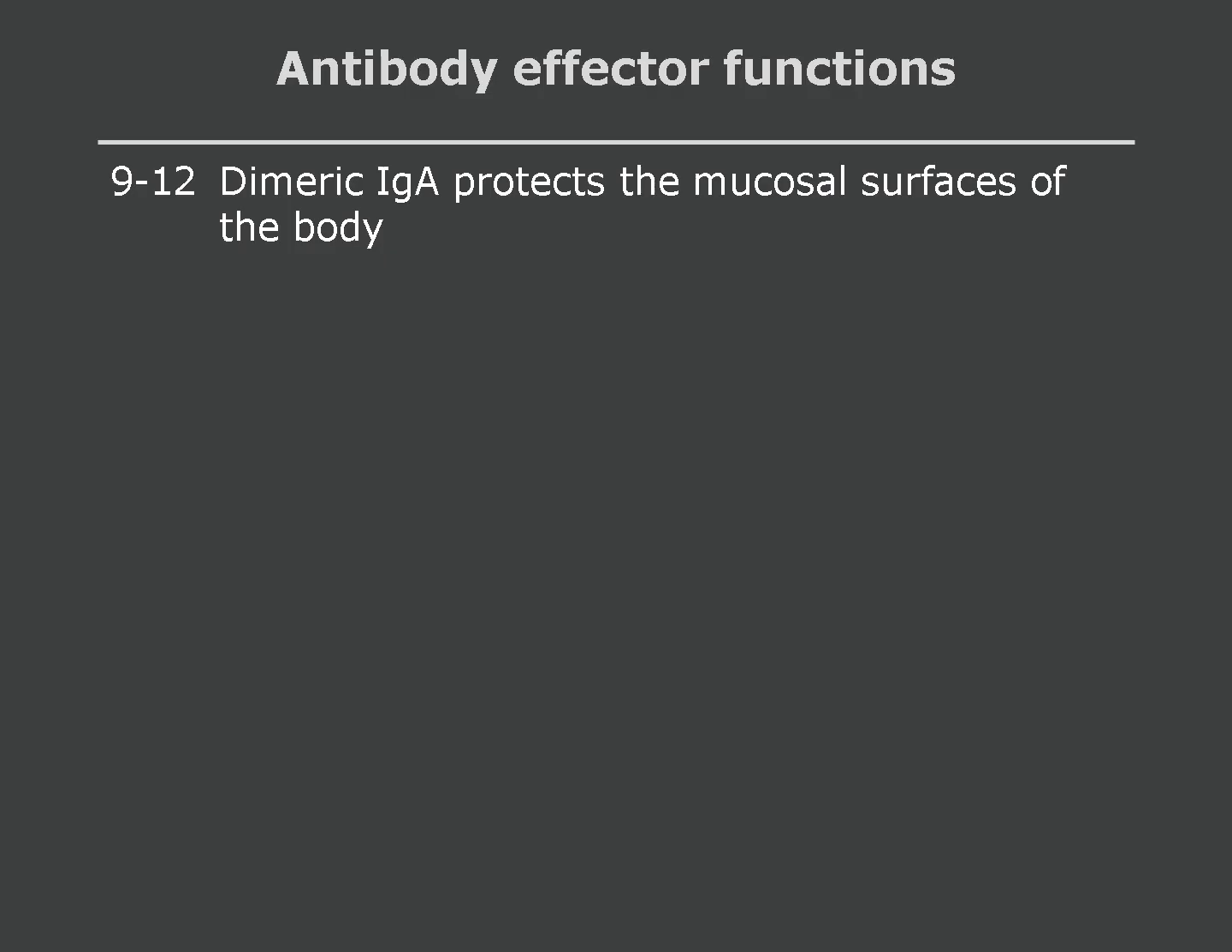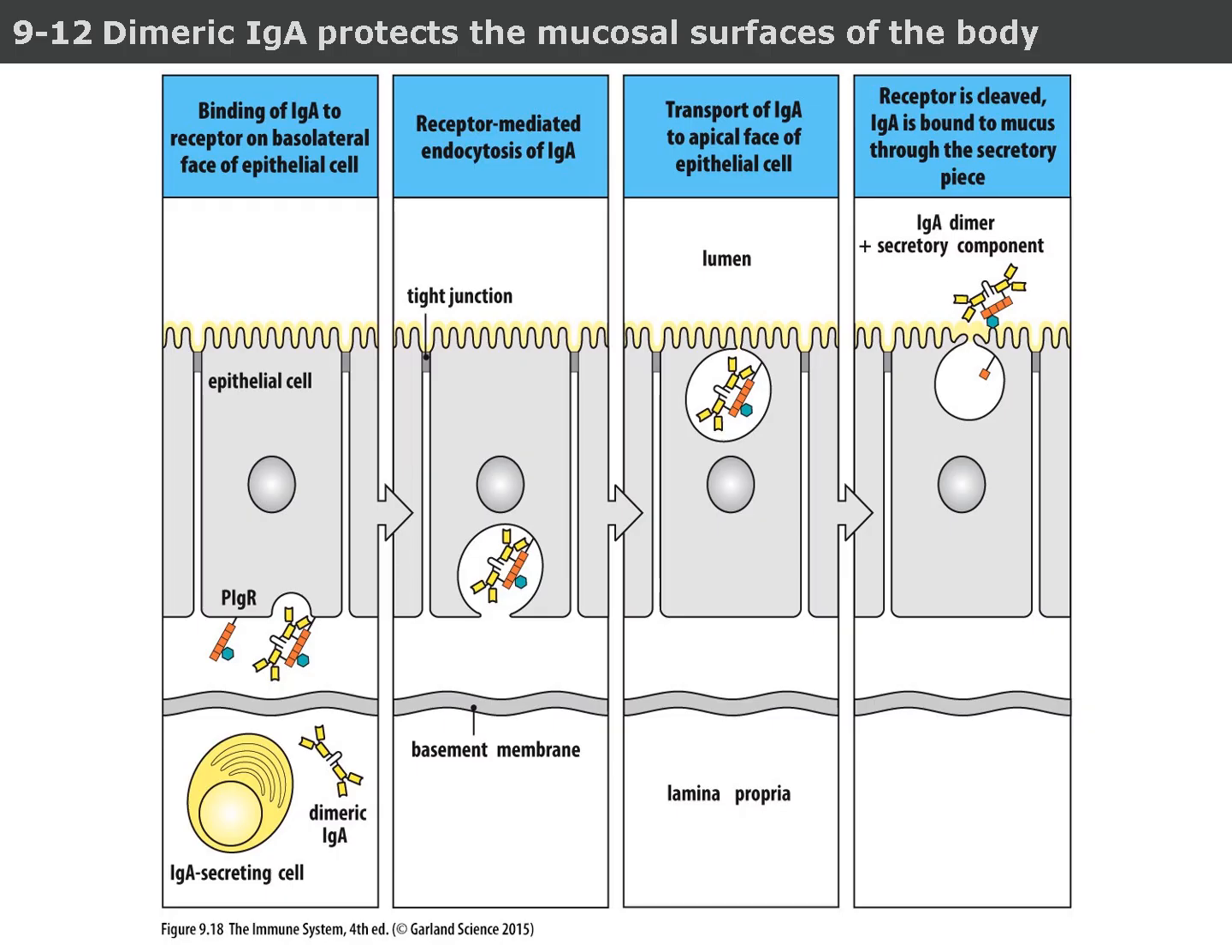Dimeric IgA protects the mucosal surfaces of the body. This figure illustrates how dimeric IgA is transported across epithelial cells to protect mucosal surfaces. In the first panel, IgA is secreted by plasma cells located in the lamina propria. It binds to the polymeric Ig receptor, or pIgR, on the basolateral surface of epithelial cells. In the second panel, this complex is taken into the epithelial cell via receptor-mediated endocytosis.